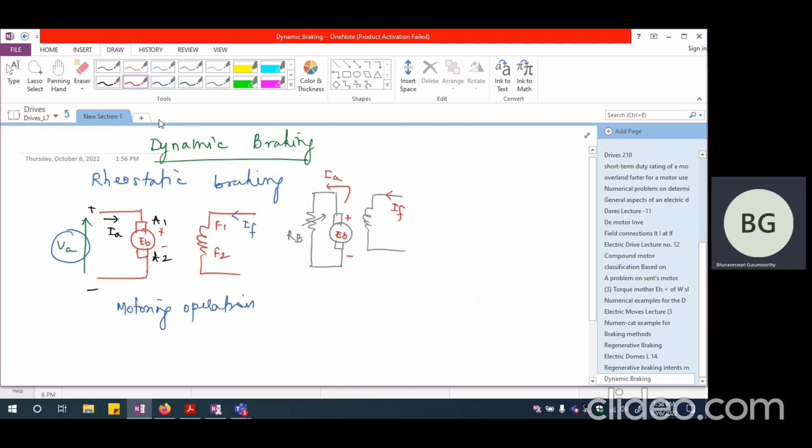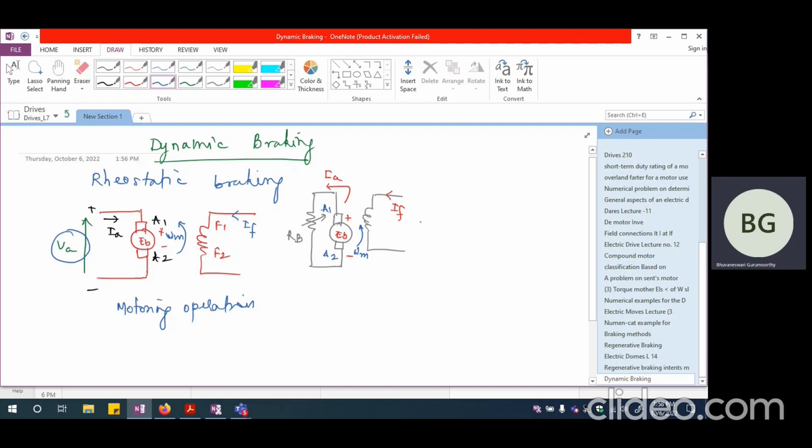And if you look at the speed, previously it was like this. This is going to be omega m. And now again, this is going to be omega m. This is going to be the speed. So the speed is in the same direction, but the power supply is disconnected and the braking resistance is connected across this particular armature terminal. So this is A1 and this is A2.